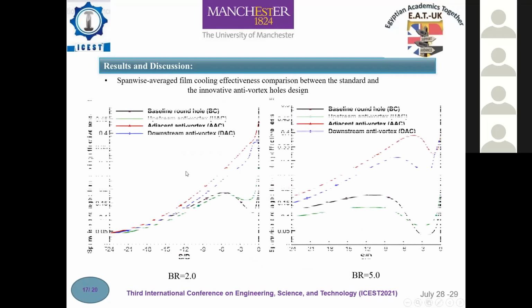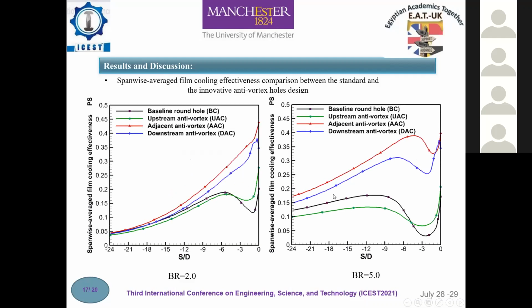This figure presents the effect of side holes position on the span-wise average film cooling effectiveness for two blowing ratios. I didn't put results for blowing ratios between 2 and 5 because they have a similar trend. The trend of film cooling effectiveness is similar to that of the film coverage. This figure shows that there is a significant enhancement in film cooling effectiveness of both the in-line and downstream cases compared with that of the base case and upstream case at all blowing ratios, especially at high blowing ratios.